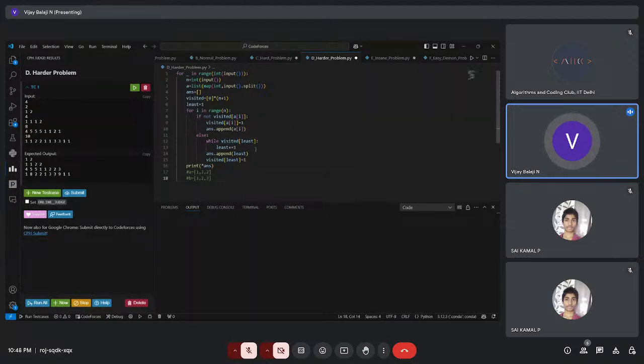While visited of least is true, that is, as long as that element has been visited, I'm incrementing least so as to find the least element that has not been visited, and I'm adding that element, and I'm changing its property in the visited array. And then in the end, I'm just printing the answer list, which is just the B list.